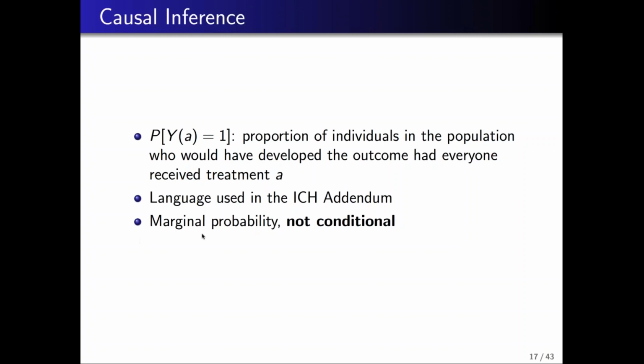And another important aspect of causal inference is that this is a marginal probability. What if everybody in the population had been treated, had taken the red pill? What fraction of people would have died? What would be the proportion of people who would have died if everybody had not received the red pill? It's a marginal probability because it's referring to the entire population. It's not a conditional probability.